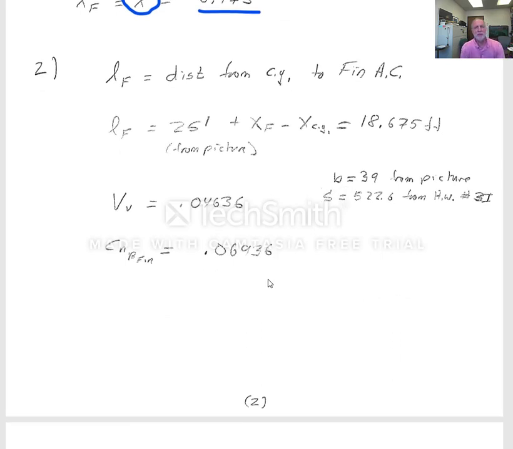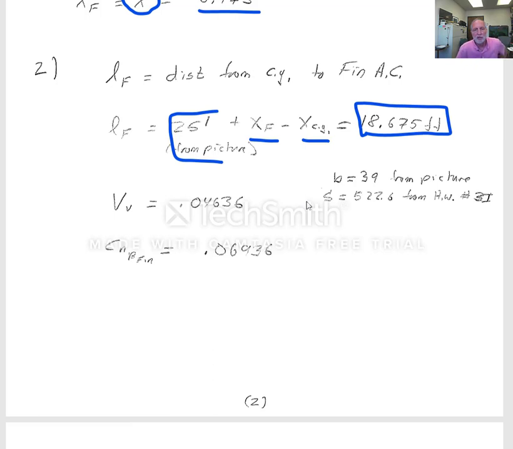Problem 2, LF is the distance from the CG to the fin AC. So this is the moment arm that we use in our calculations for the fin. It's going to be 25 feet from the picture, and then you're going to add in the distance XF back from the apex, and then subtract off the CG location from the datum. So you should get this number here.